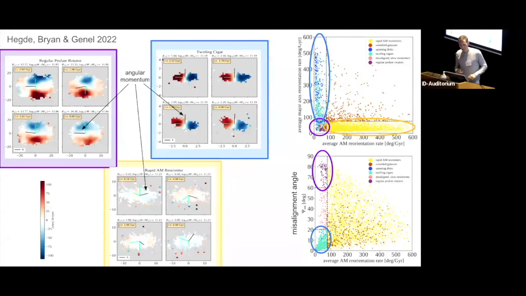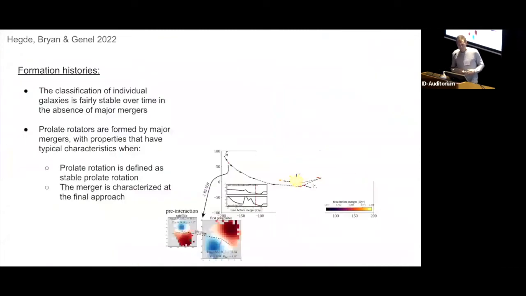Then we looked at the formation histories of these different classes, with a particular focus, which is what I want to tell you about now, on these prolate rotator galaxies whose origins are a bit mysterious. What we find, first of all, is that these six new classes of galaxies we define are fairly stable over time. If you find a galaxy in a certain class, it's usually going to be in the same class a few gigayears before or after, pending major mergers.